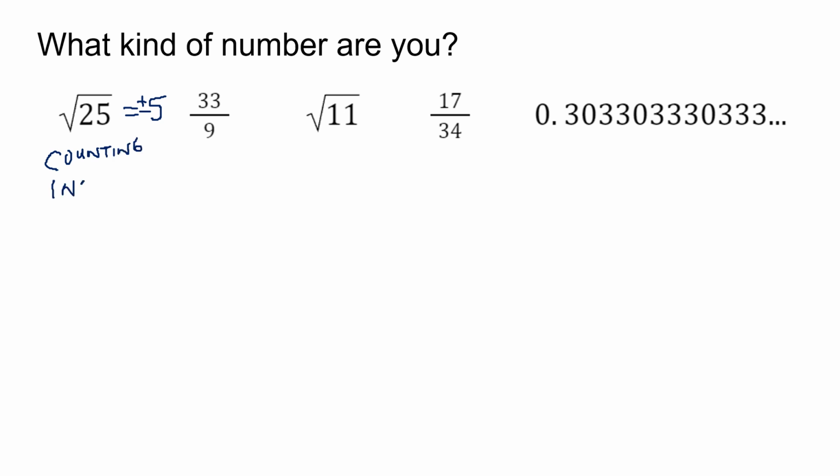It would certainly be an integer. It would certainly be a whole number. And I can't even spell integer. Whole number, you get the idea. It's certainly in the set of real numbers.